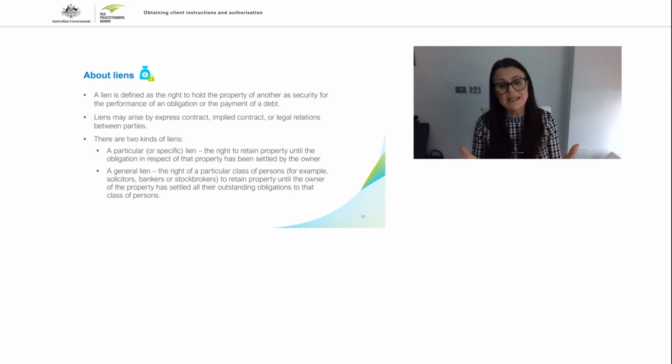So registered tax and BAS agents will usually not have the right of general lien. However, that question has not been settled by Australian courts. So it's advisable to proceed on the basis that the law doesn't recognise a general lien in favour of tax and BAS agents over their client's property unless it has been expressly granted in writing by the client. And that express authority can come in the letter or in the form of a letter of engagement.